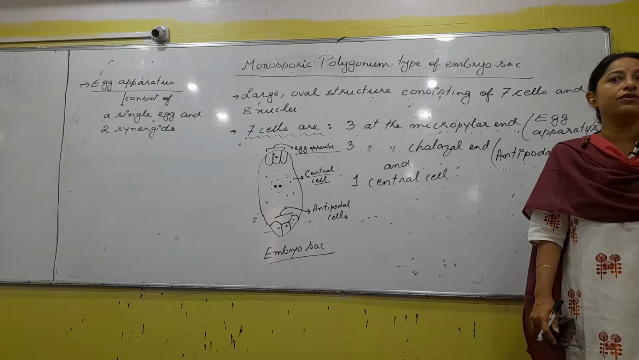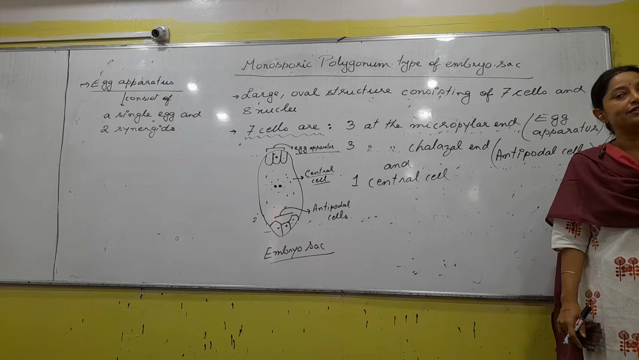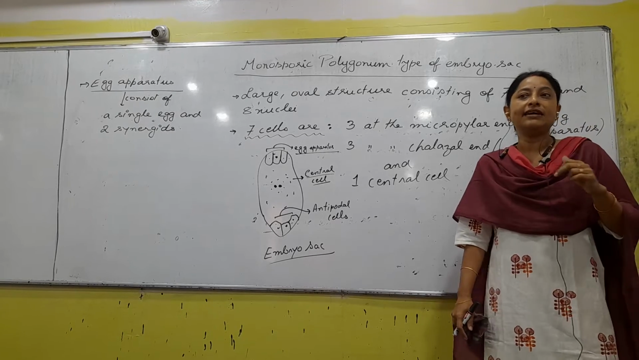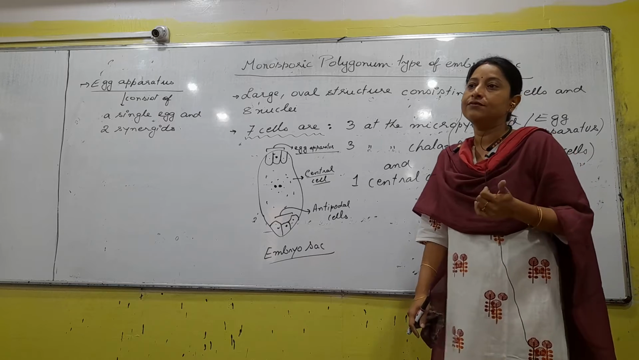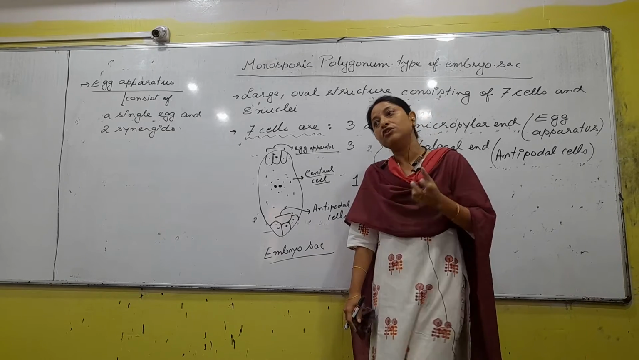I don't know whether you remember or not. As far as guiding the pollen tube is concerned, there are two words or two structures associated. One is obturator and the other is Filiform apparatus. Both of them, what is their function? They guide the pollen tube towards fertilization or towards the egg.